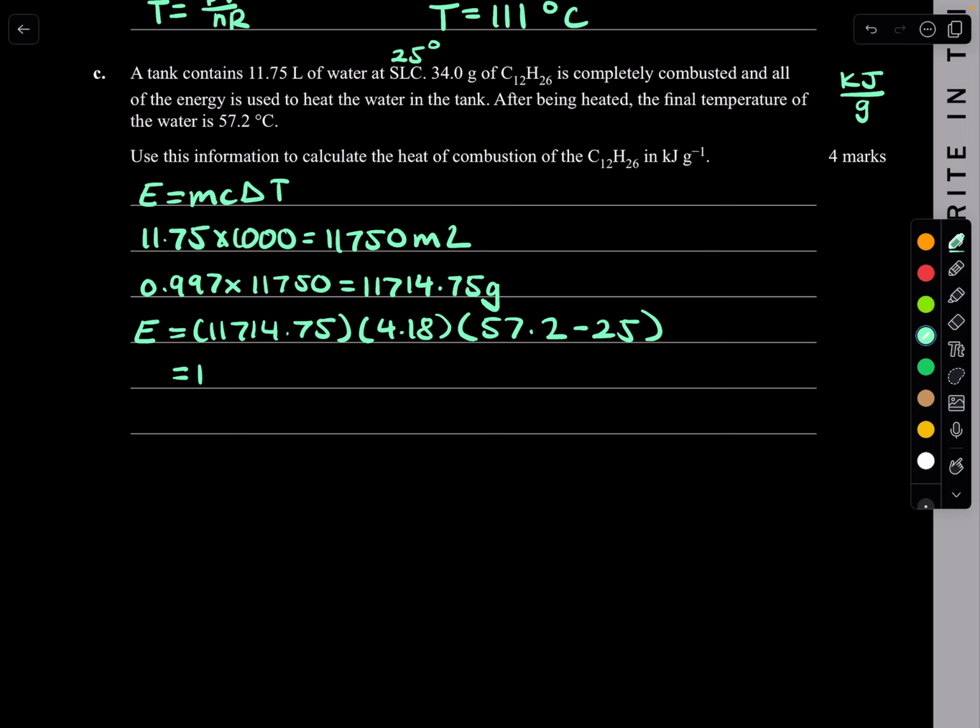And so that gives me overall, it's a very big number. So I'm just going to divide it by 1,000 to get it into kilojoules. In terms of energy, it is 1576.758 kilojoules. So we've got the kilojoules. Now we just divide it by the mass. So if we divide it by the mass, how much do we burn? 34 grams.